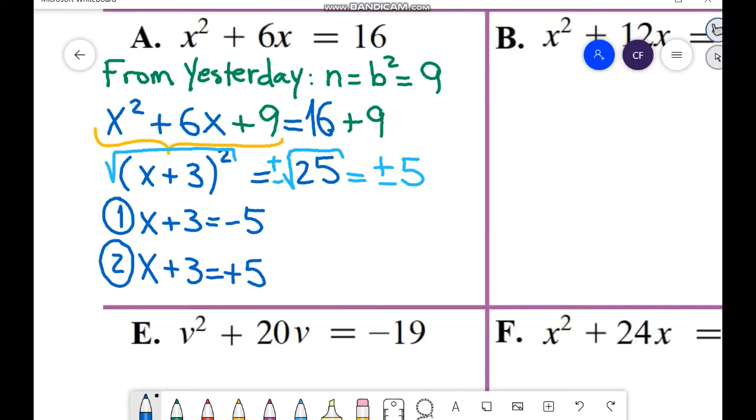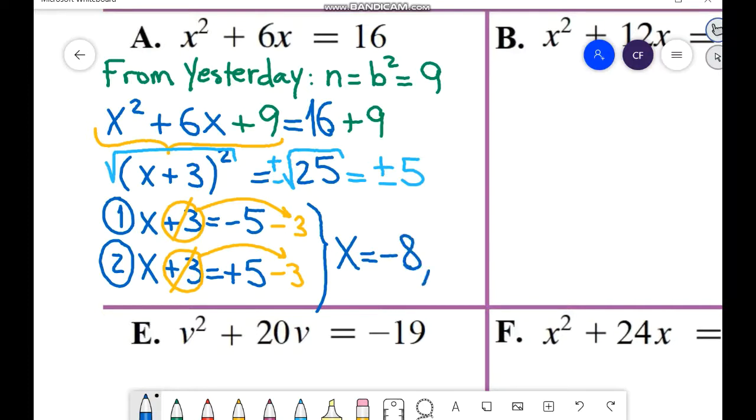Okay? Move this positive 3 to the other side, it becomes negative. Do the same thing here at the bottom, move to the other side, becomes negative. And now we can find the solutions. The first one is x equals negative 5 minus 3, negative 8. The second is positive 5 minus 3, positive 2. Okay? Those are the answers for letter A.